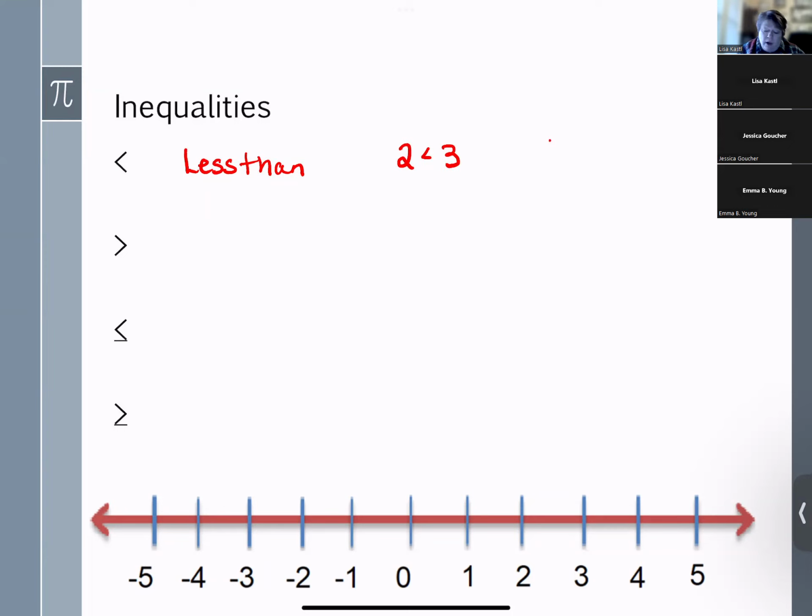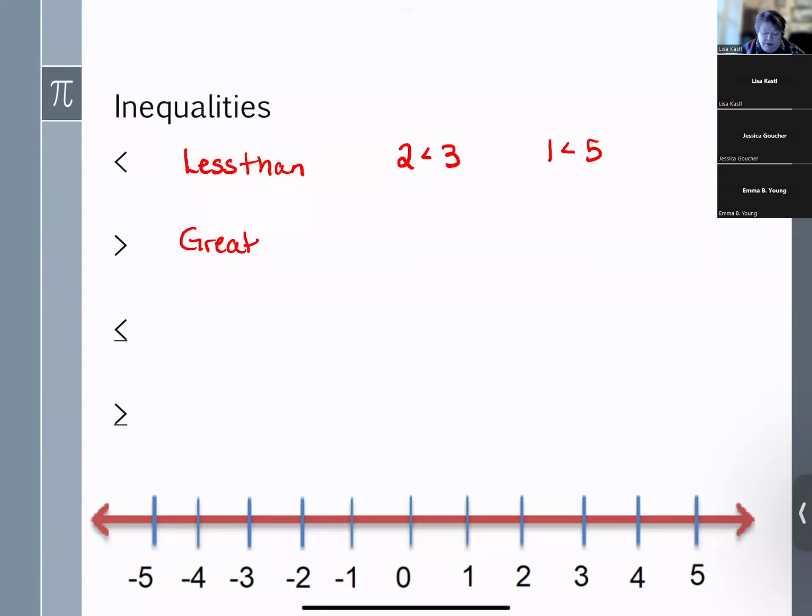Or we could say 1 is less than 5, looking at the natural numbers. And the reason is because 1 is to the left of 5 on the number line. In numerical order, 1 comes first, 5 comes later. Okay, if the arrow points to the right, that means greater than.